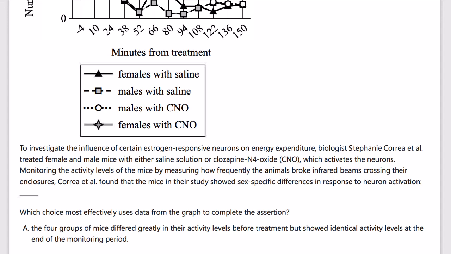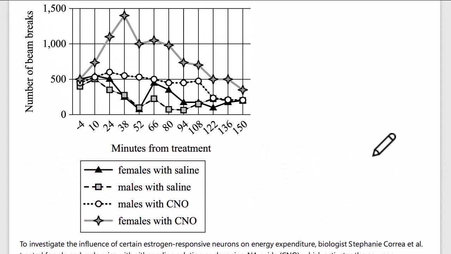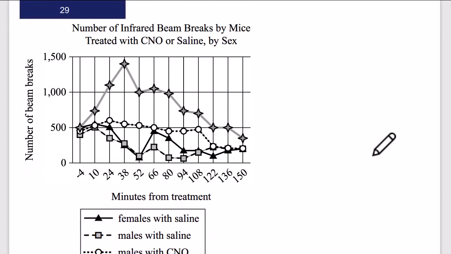Okay, which choice most effectively uses data from the graph to complete the assertion? We've got a command of evidence, quantitative. We've got to complete the assertion. Let's take a quick peek at the graph. We've got number of infrared beam breaks by mice treated with CNO or saline by sex.